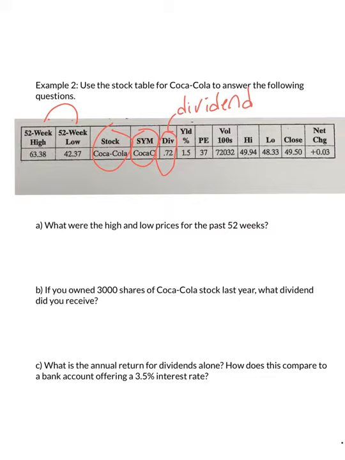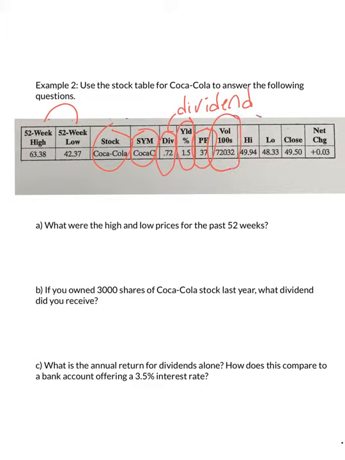The percent yield is next. The price to earnings ratio, abbreviated PE, is next. We're going to be discussing more about what these mean. This is actually a really long question. It goes through something like part H, I believe. The sales volume in hundreds is next. So in other words, the number of shares traded yesterday in hundreds. That's what that volume 100s column means.